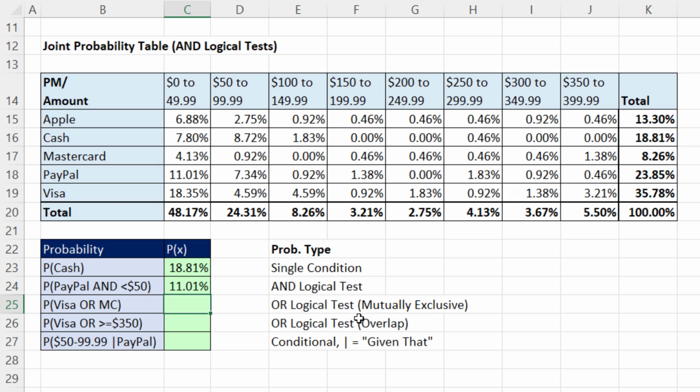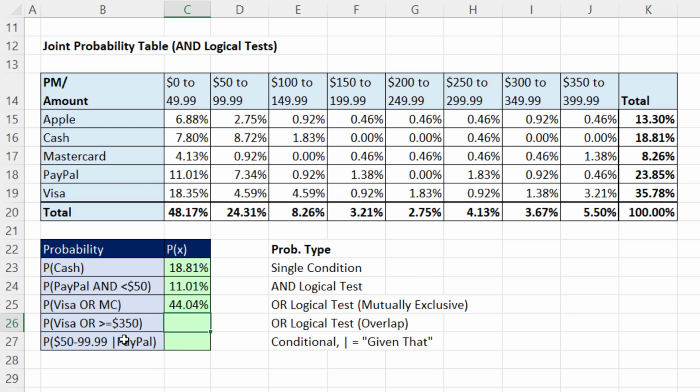Now, when you're doing an OR logical test, the first thing you always do is consider whether the categories are mutually exclusive. And that means there's no overlap. When someone uses Visa, they can't also use MasterCard. Also, you can think of it this way. When the conditions are all coming from the same variable, they're mutually exclusive. In this case, we just add the probability that someone used Visa plus the probability that someone used MasterCard.